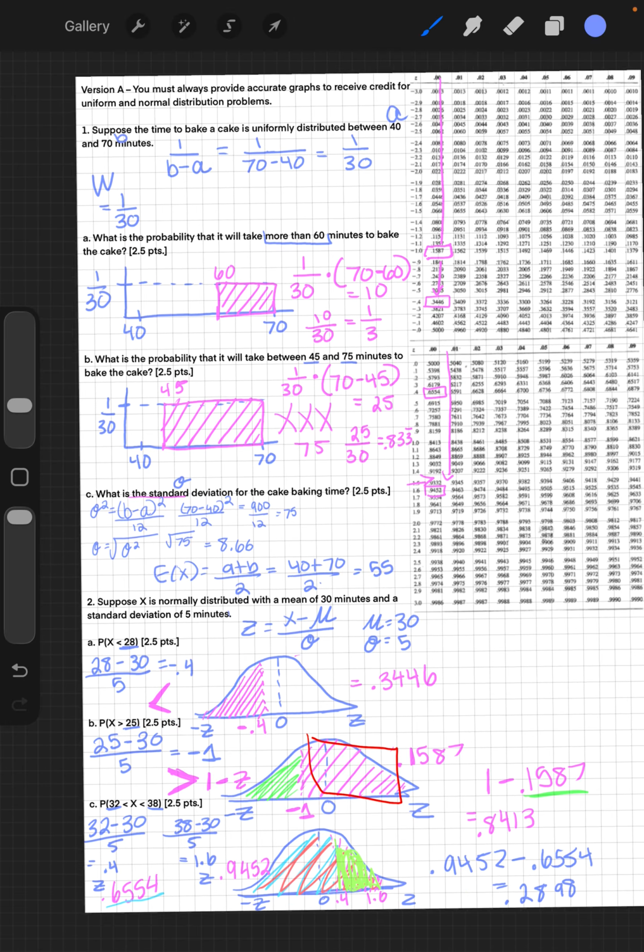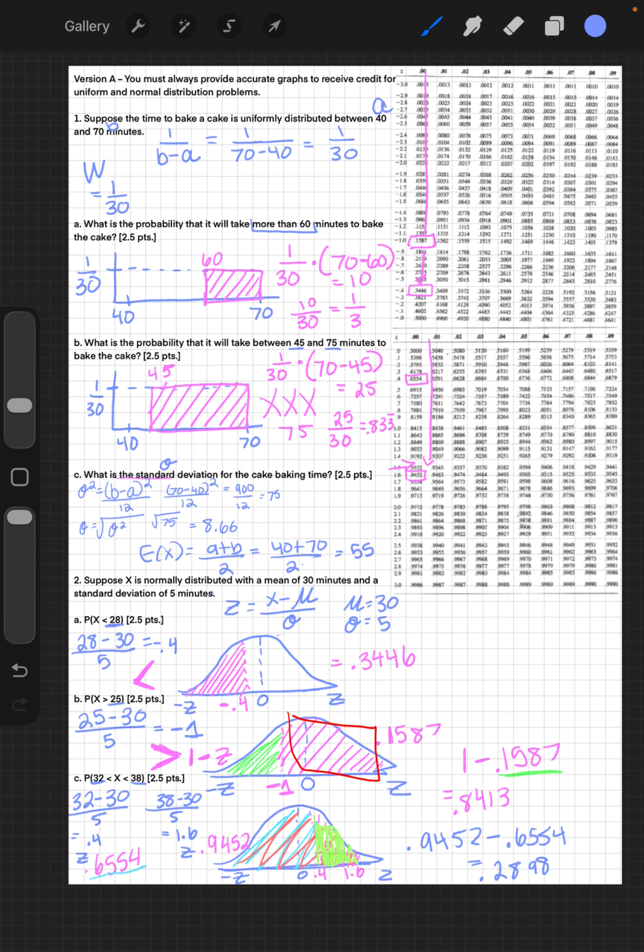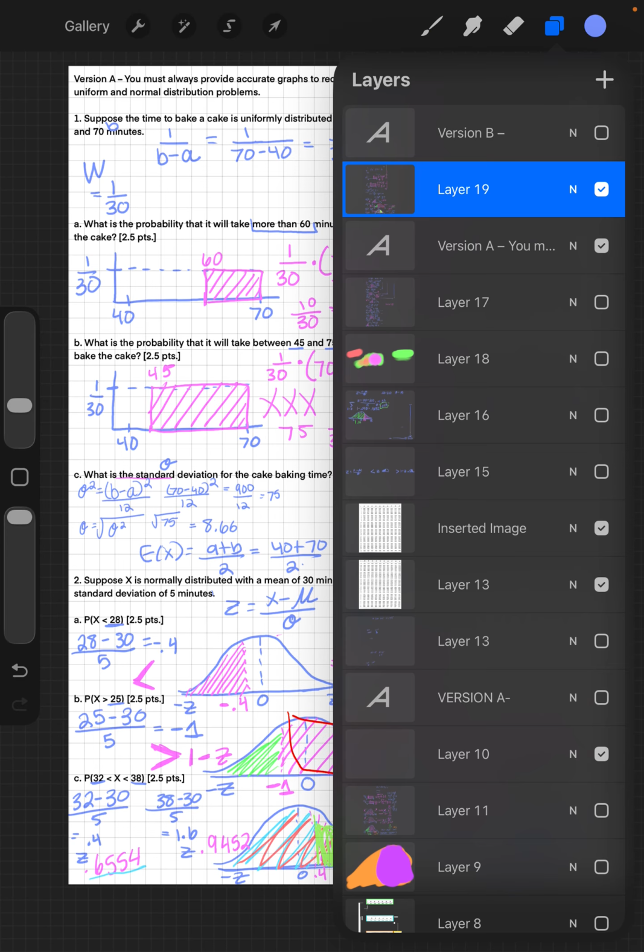And this is how you do this one. And then I'm going to show you how to do the next version B.